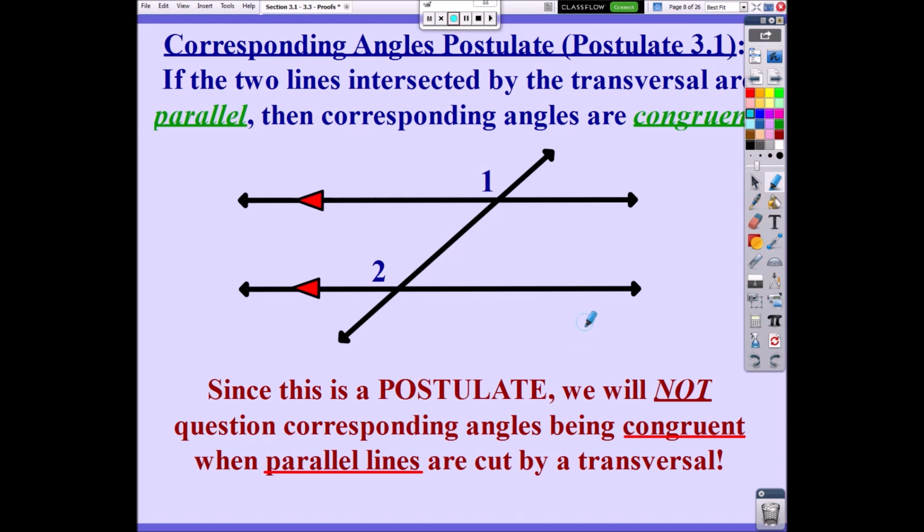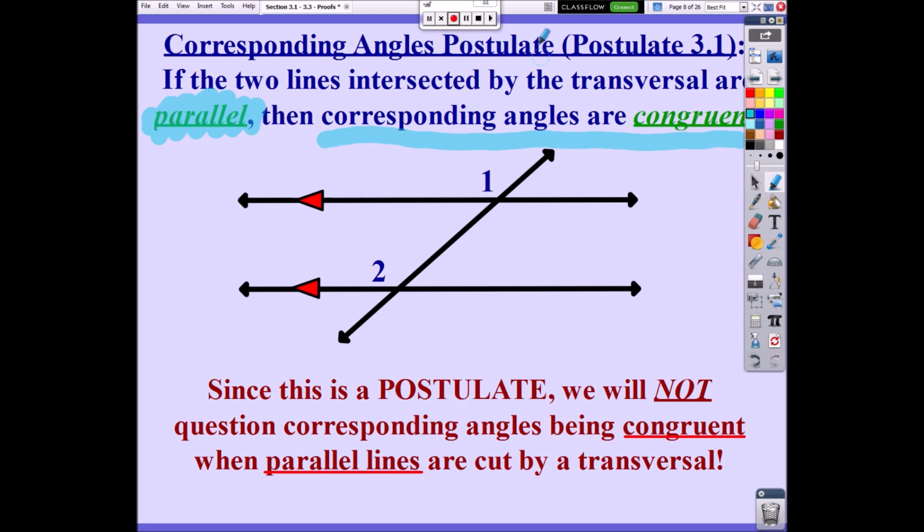So, corresponding angles postulate. This is something that we've talked about in class, but we haven't given this its official name, the corresponding angles postulate. It says that if we have parallel lines, if that's true, then mathematically corresponding angles are congruent. They are of equal value.